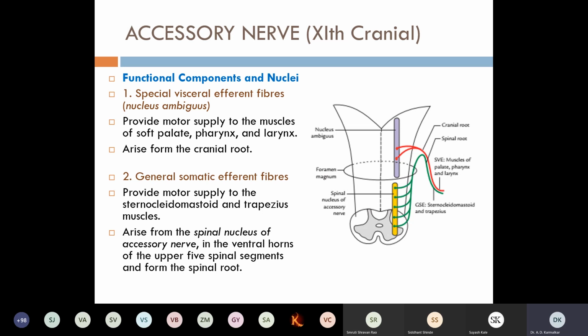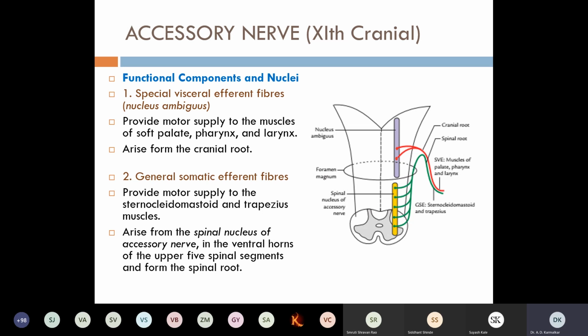So the cranial part has the special visceral efferent fibers from the nucleus ambiguus, and it will provide motor fibers to the muscles of the soft palate, pharynx and the larynx. The general somatic efferent, which is the second functional component, will provide the motor fibers to the sternocleidomastoid and the trapezius muscle.